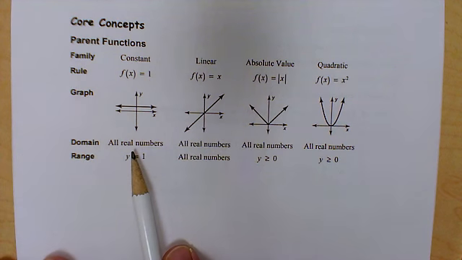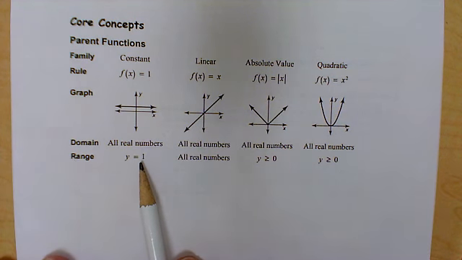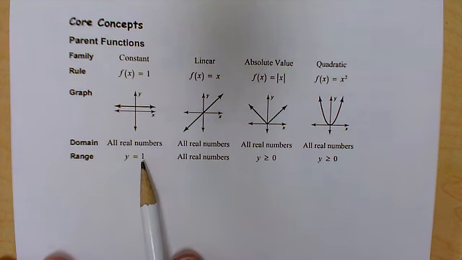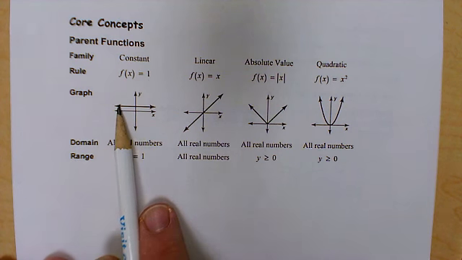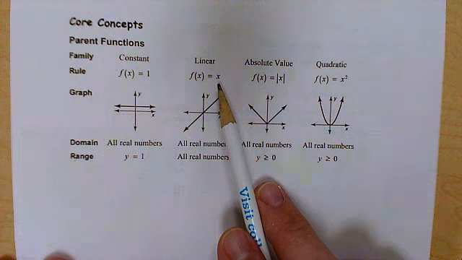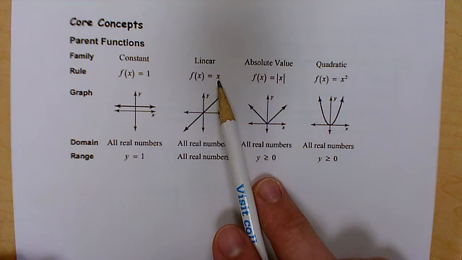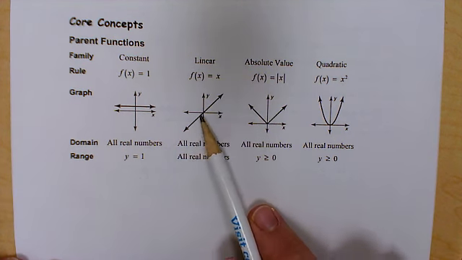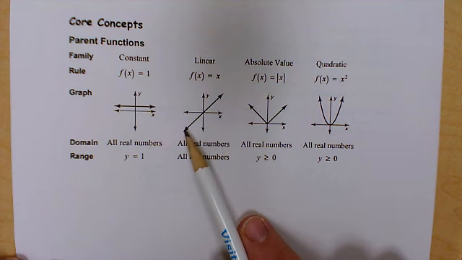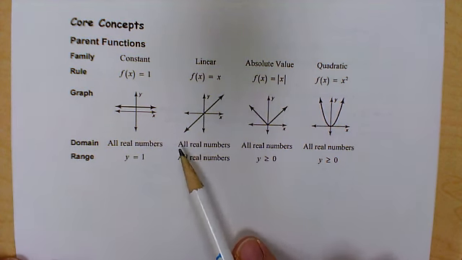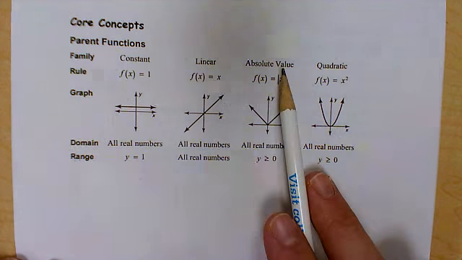Your domain's all real numbers. Your range is simply the value that it was. By the way, it'll always be a horizontal line. You've also got your linear function. You'll think of mx plus b a lot of times, or ax plus b. Slope-intercept form is usually how this is presented. This is the parent function, though, where your slope is 1 and your y-intercept is 0. Both domain and range have all real numbers.